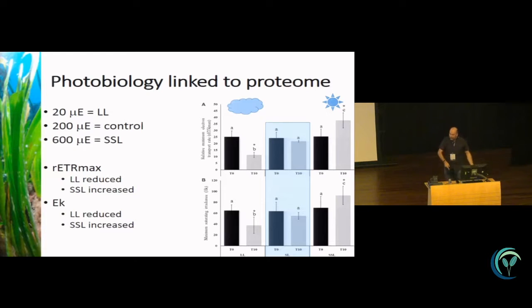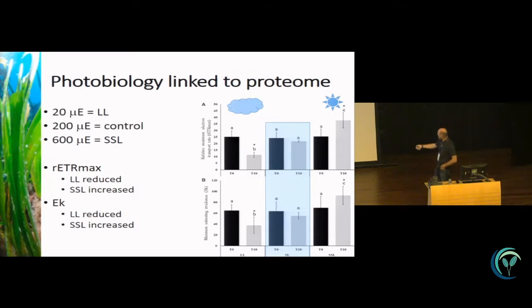Same again, we've got our anchoring data, so boring fluorometry. We've got the same light intensities: 20 microeinsteins is low light, 200 microeinsteins is control, and in this experiment we've done supersaturating light at 600 microeinsteins. So we've got both sides this time instead of just low light.